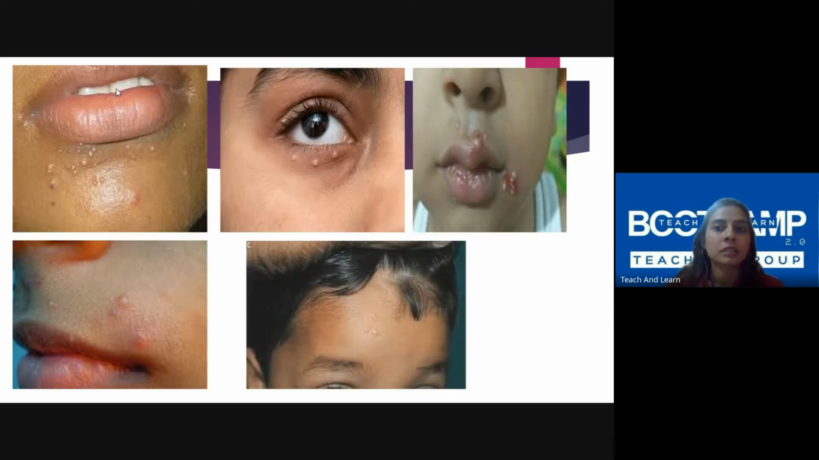Okay, now how does it present in children? If you do not see, here also examination matters a lot. If you don't examine properly, you're going to think it's a small pimple. It's just a papule.